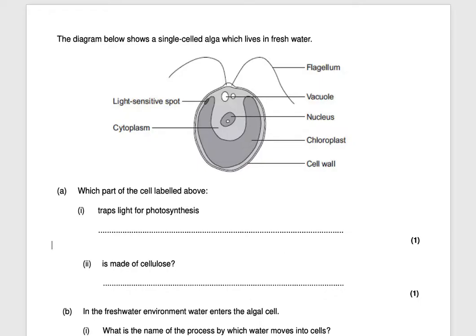Our first exam question states, the diagram below shows a single-celled alga which lives in fresh water. Which part of the cell labeled above traps light for photosynthesis? So which one is involved with photosynthesis? It's obviously the chloroplast. So we can just write in chloroplast, and that would get us 1 mark.